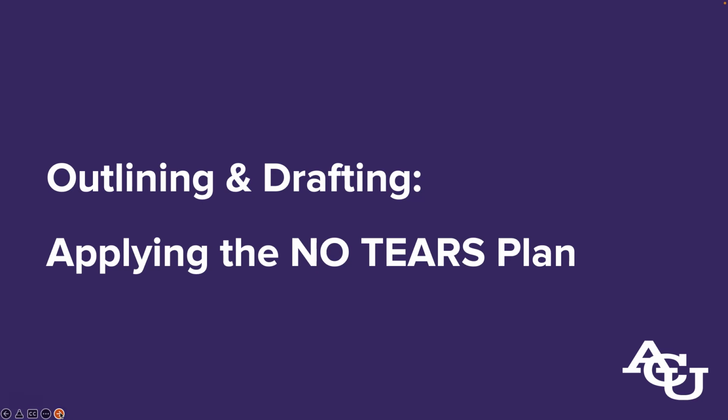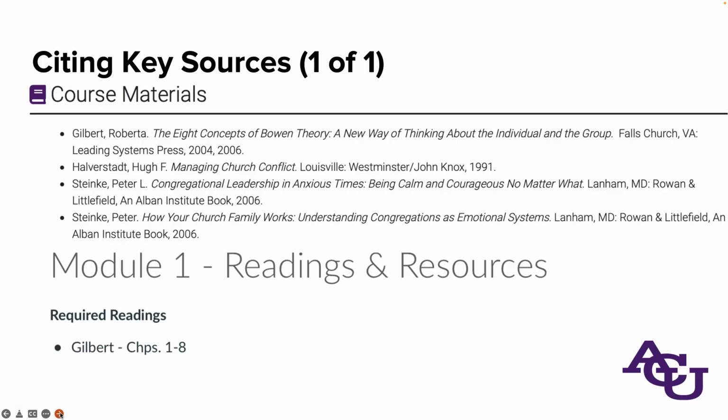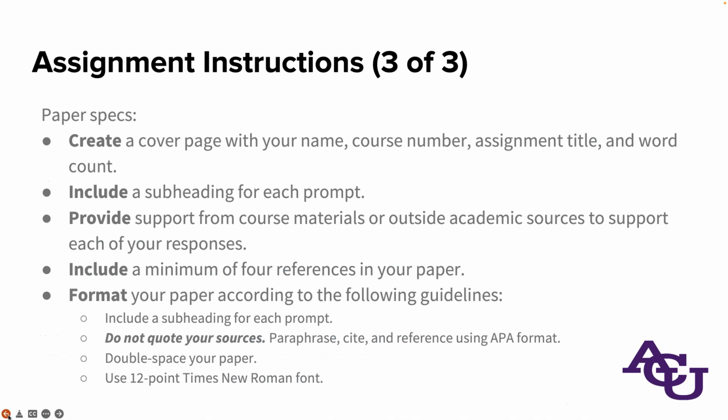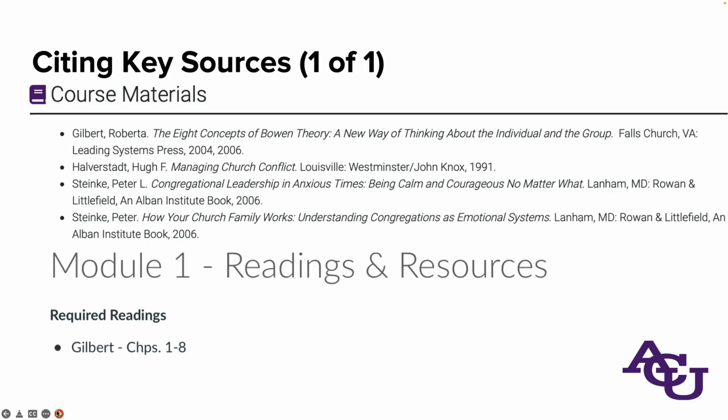All right, so for the next step, we're going to talk about how to apply the no tiers plan while drafting and outlining your assignment. Before we dive into that, let's take a look at those key sources, because as you will recall, it does say here that you must have a minimum of 4 references. It happens that there are 4 references listed here in the course materials. And certainly, for this week's reading, the Gilbert book, you're going to want to cite that, I think, especially since it's about Bowen theory, which is a major topic of discussion for this paper.